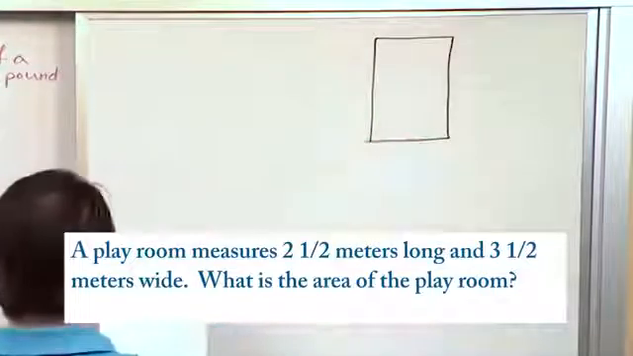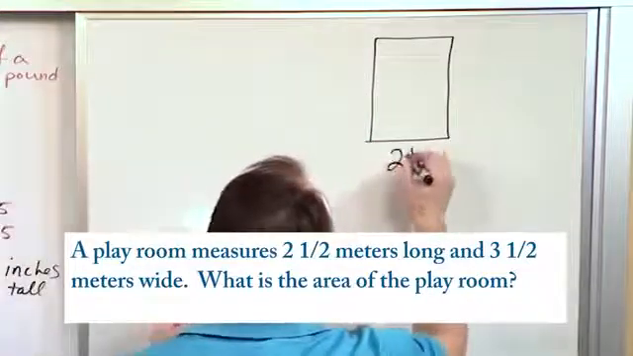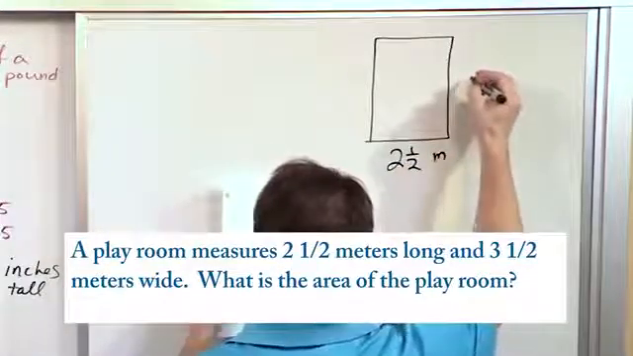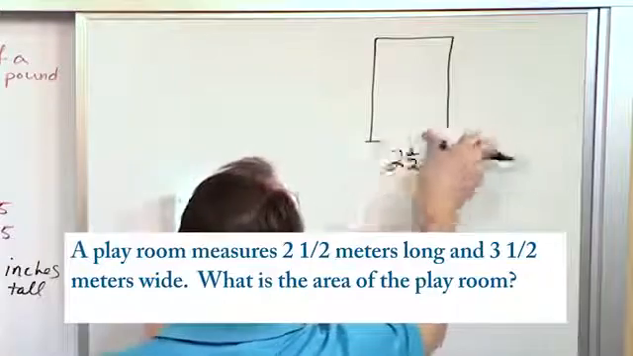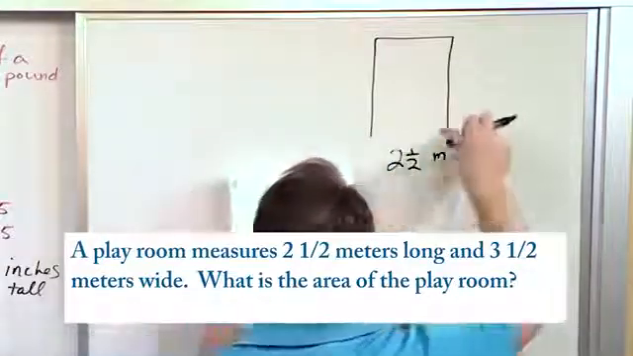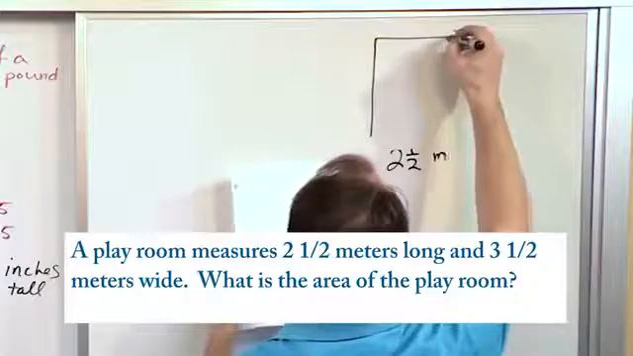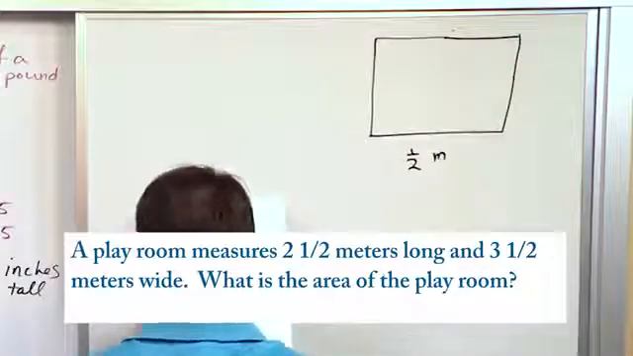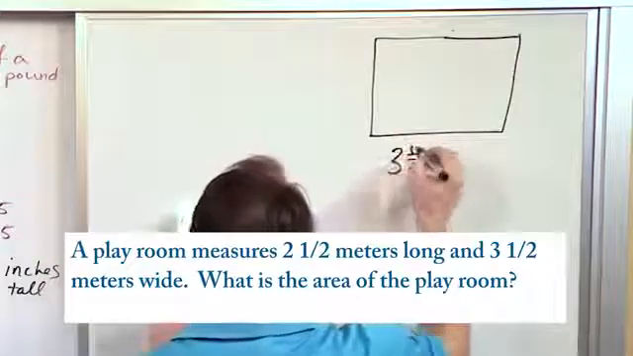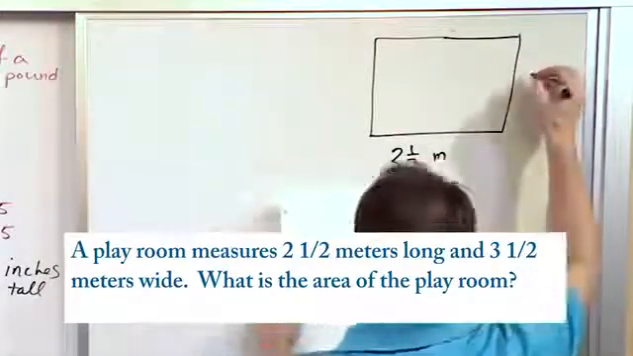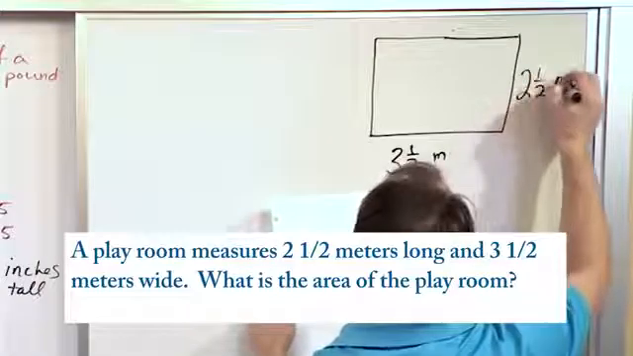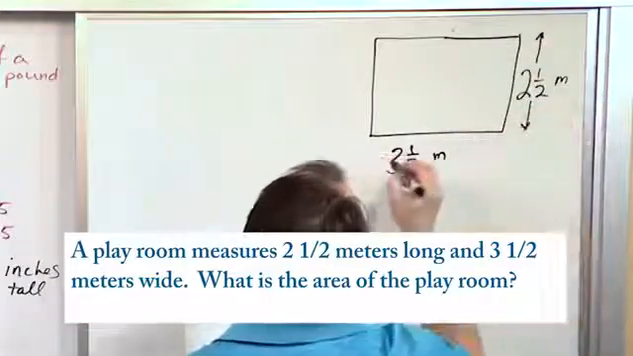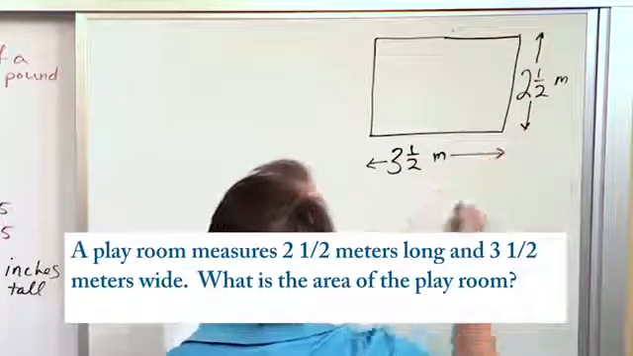And the problem tells us the playroom measures 2.5 meters wide. So this is 2.5 meters wide, and it's 3.5, actually, I've got it going the wrong way. It's 2.5 meters long and 3.5 meters wide. So this is the playroom right here, and the width of it is 3.5 meters wide. And it's 2.5 meters, we can call this long. So we'll call this 2.5 meters long. So one side of the rectangle is 2.5, and the other side of the rectangle is 3.5.